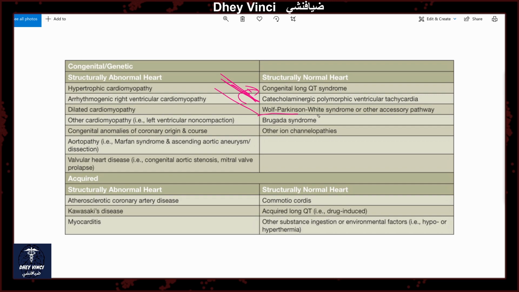Why is it a strong possibility and why is it important? The extra pathway is present since birth, but patients most likely experience symptoms between the ages of 30 and 40 years old. So that's a very strong possibility here.